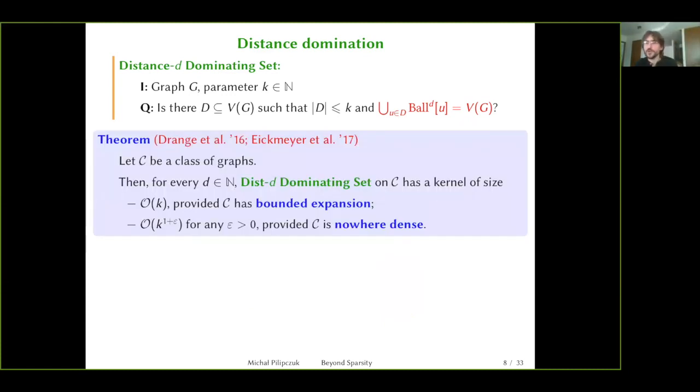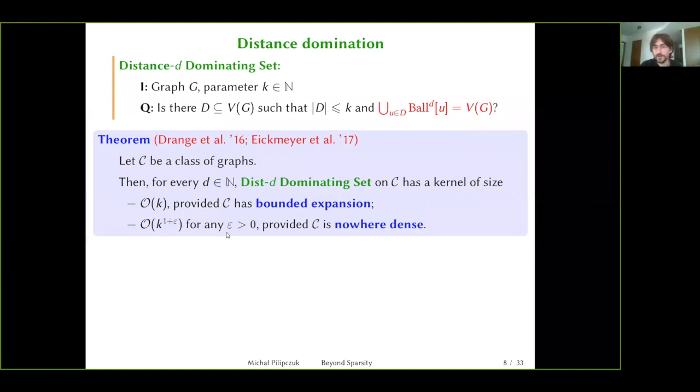So what about the parameterized complexity of the distance dominating set problem on sparse classes? Apparently these notions of lower dense and bounded expansion are really well suited for the treatment of this problem. What we proved some time ago is that whenever you have a bounded expansion class C, you can find a linear kernel for distance dominating set for every fixed D. And whenever you have a lower dense class, then you can have an almost linear kernel, so a kernel of size K to the 1 plus epsilon for any fixed epsilon that you wish for, on the graphs from C.